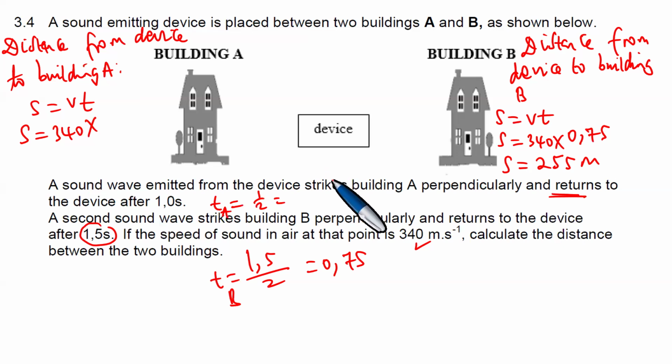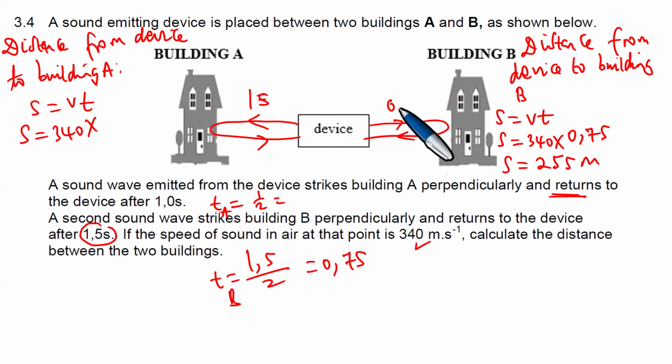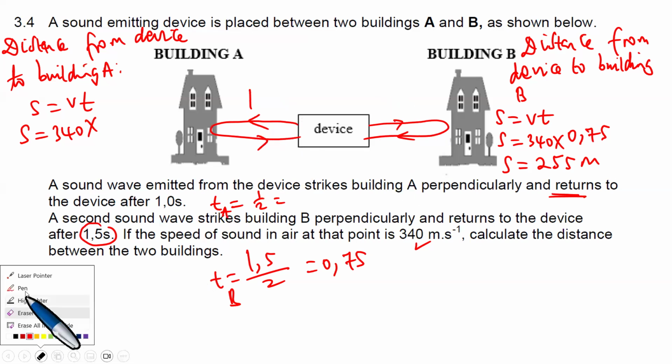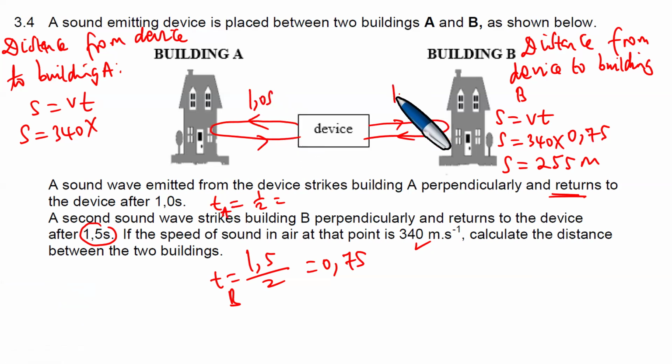So the device goes and it returns. Now you must take the time and divide by what? It goes and it returns. So if it returns, then everything is in 1 second. And here is 1,5 seconds. So if everything is in 1 second, and here it is 1,5 seconds, you divide by 2, which is 0,5 seconds. And therefore this is 340 multiplied by 1/2, which is 170 meters.